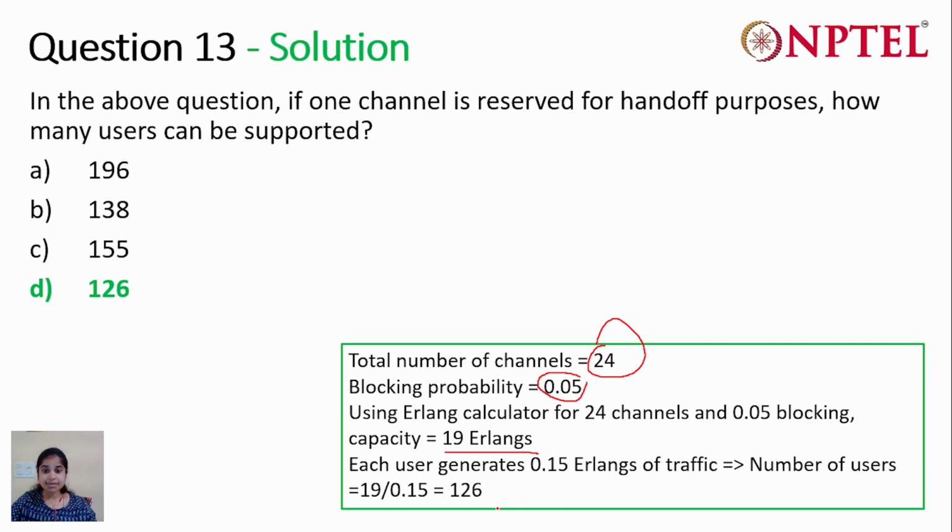One channel goes, right, 126 minus 5? No, minus user 1. One channel is reserved for handoff purposes. Previously we had 25 trunk channels, now we have only 24. And now how many users can we support? Okay.